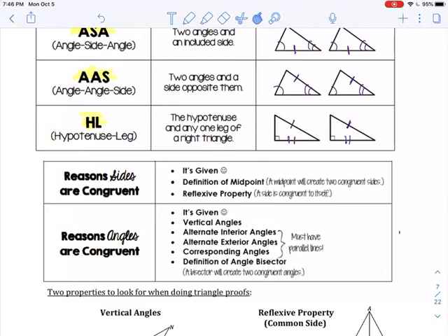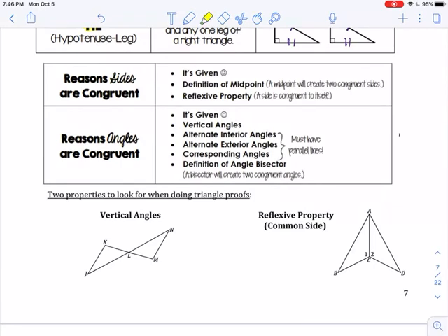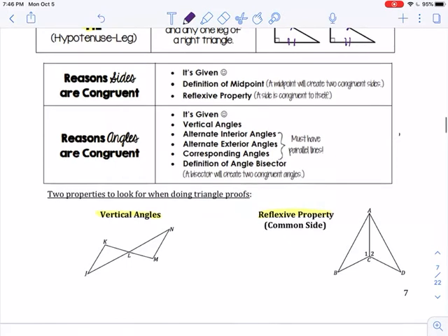What are some reasons that angles are congruent? Again, it might be in the given. You might have vertical angles. That might be something you have to look for. If you have parallel lines, you could have alternate interior angles or alternate exterior angles or corresponding angles. Or you might have an angle bisector. So these are 2 things that are not going to be in the given that you need to look for.